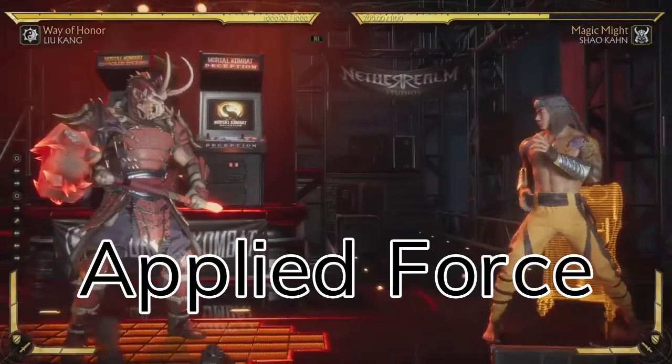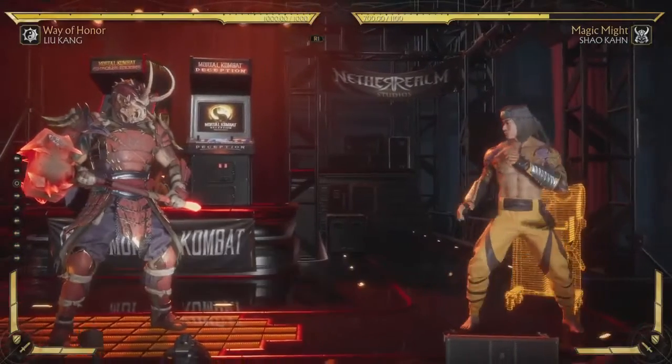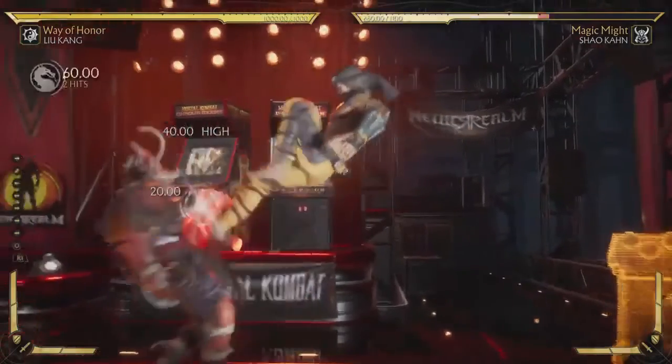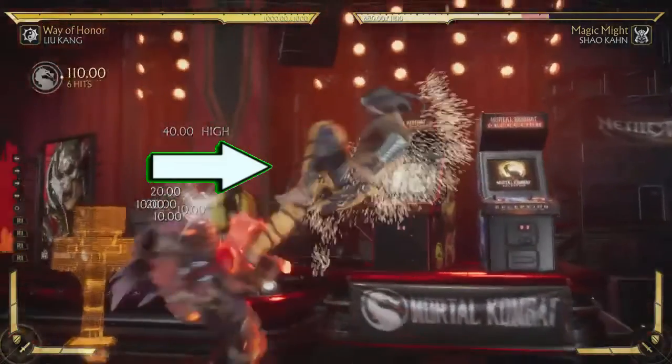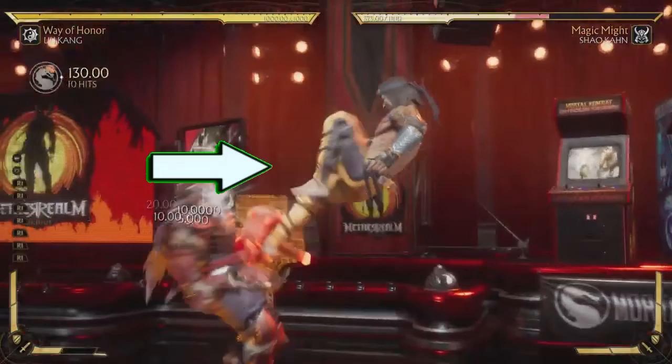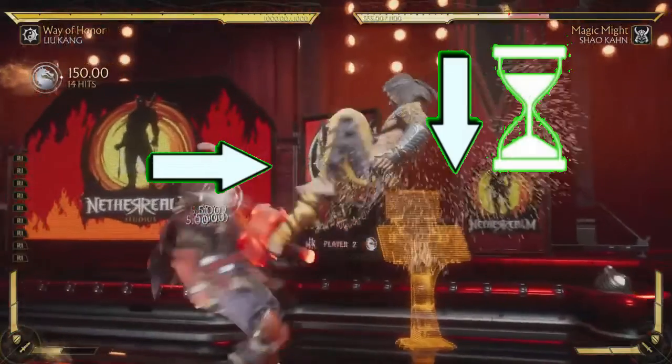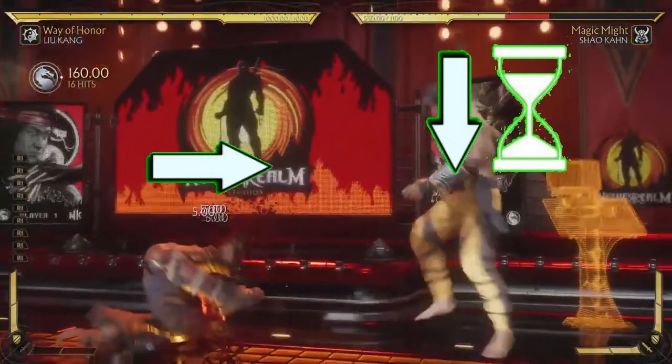Next is the applied force Liu Kang is giving Shao Kahn. Since Liu Kang is directly applying force to Shao Kahn with his feet, Shao Kahn should be pushing back on Liu Kang. Now, if Shao Kahn was pushing back with the applied force that Liu Kang was giving him, this should have slowed Liu Kang down while he was kicking him.